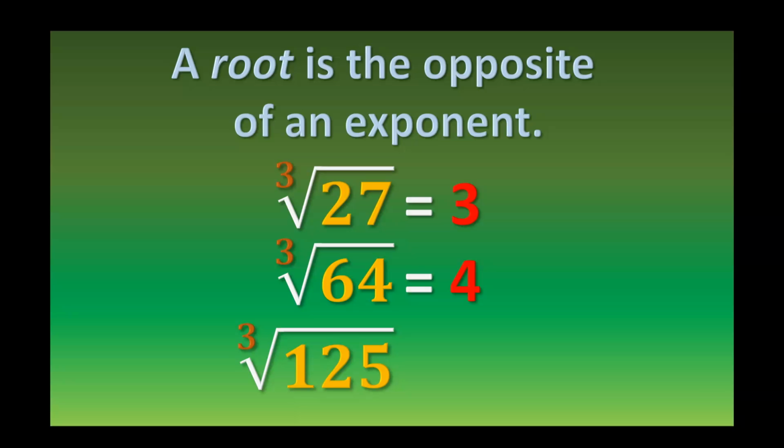So let's think of, well, we did 3 and we did 4. Let's go up the number line. What's next? 5 times 5 is 25. Times 5 is 125. If we multiply the number 5 3 times, 5 times 5 times 5, 5 to the third power, we get the result 125. Therefore, the third root of 125 is 5.